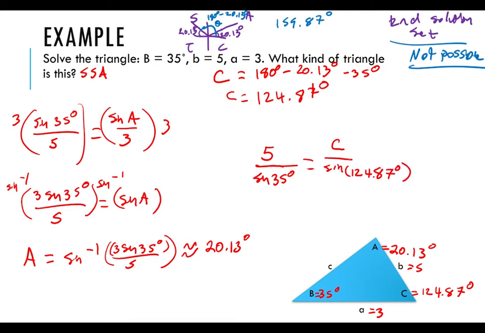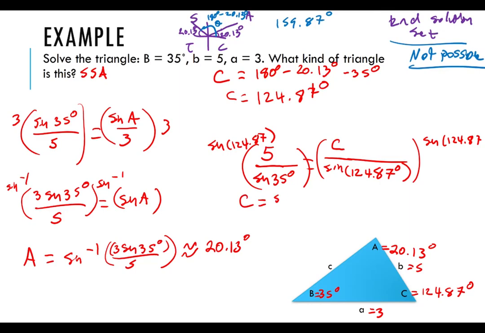124.87 degrees. Multiply both sides by sine of 124.87, and we get that C is equal to 5 times sine of 124.87 degrees divided by sine of 35 degrees. And I get that that is approximately 7.15.